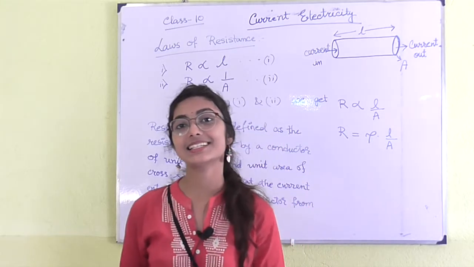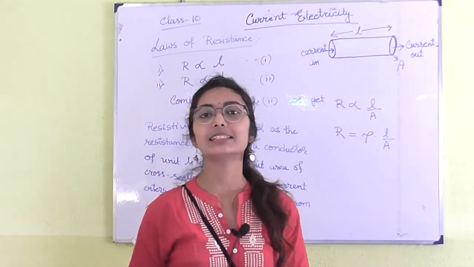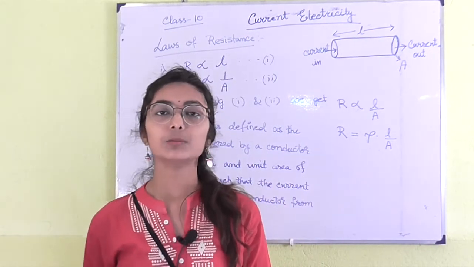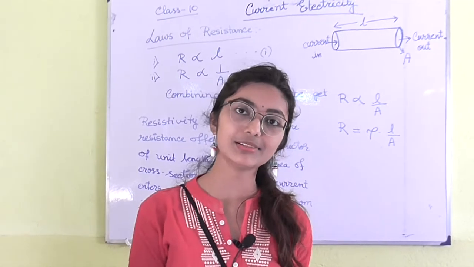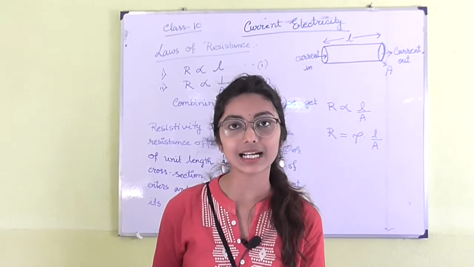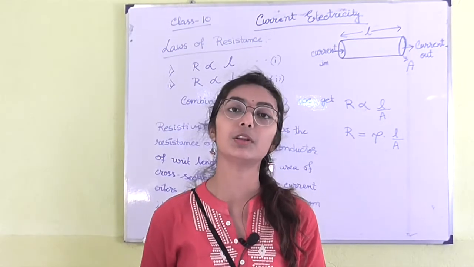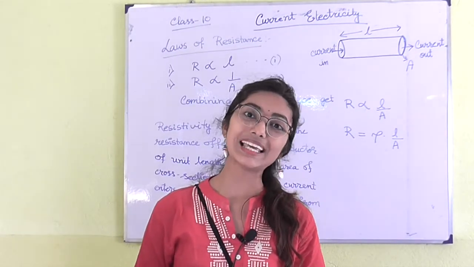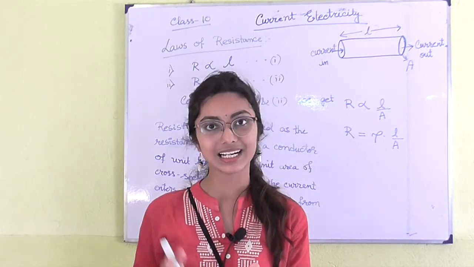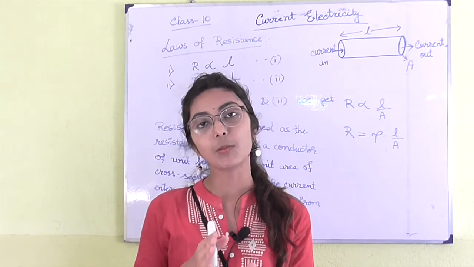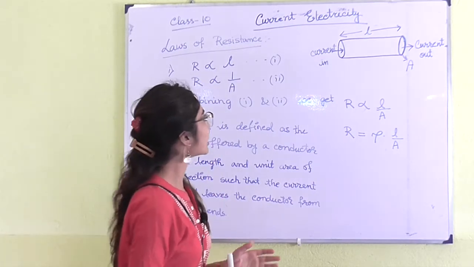So today this is the third part of current electricity of class 10. Last day we discussed Ohm's law. Ohm's law was about the relationship between the potential difference and the current in an electrical circuit. We also discussed the mathematical form of Ohm's law, that is V is equal to IR. Here R is the resistance offered by the electric circuit. Actually this opposes the current to flow in the circuit through the conductor.